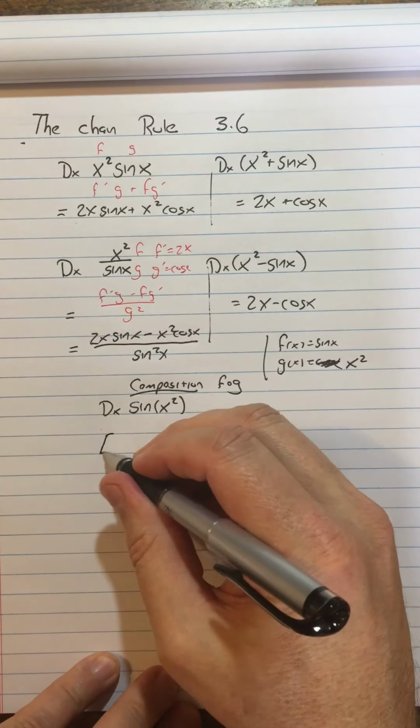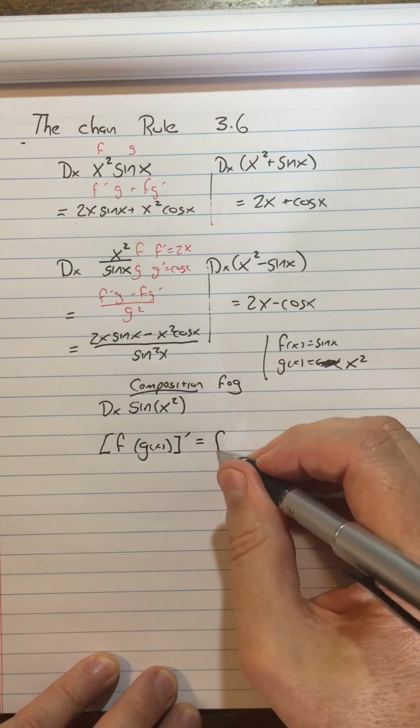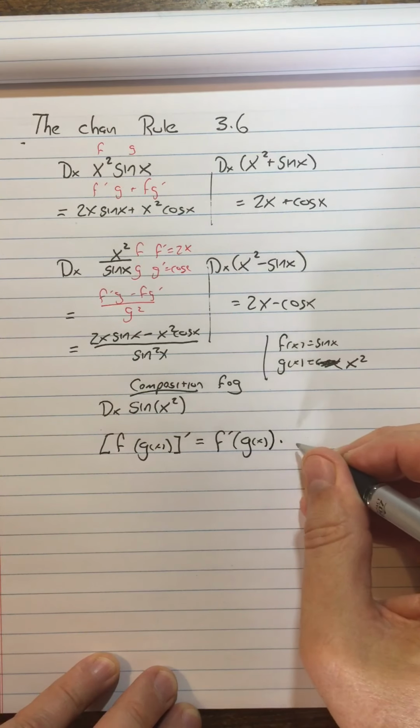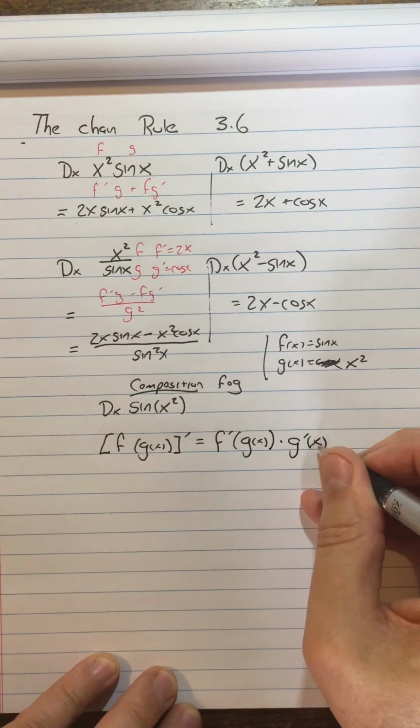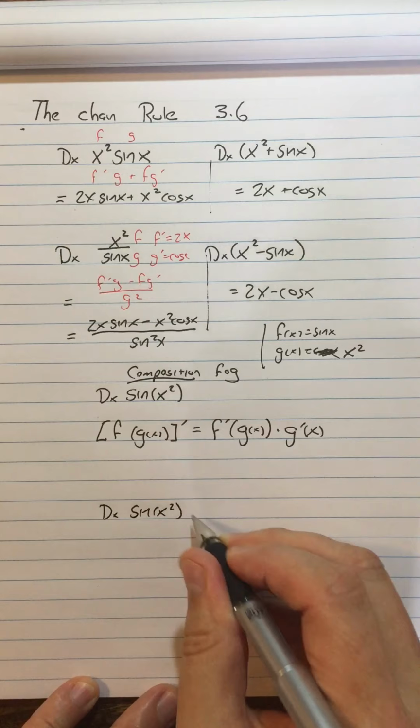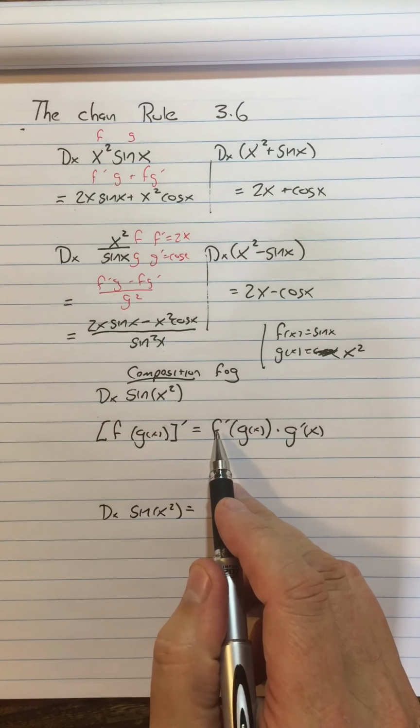f of g of x, prime, is equal to f prime of g of x times g prime of x. What? What does that mean? Well, I'll show you. It's sort of easier to explain verbally, so I'll try to add that in. We want to find the derivative of sine of x squared, right? So the first thing we're going to do is f prime of g.